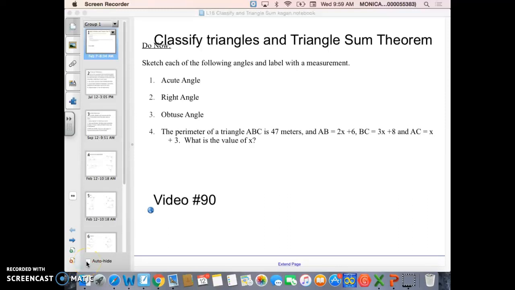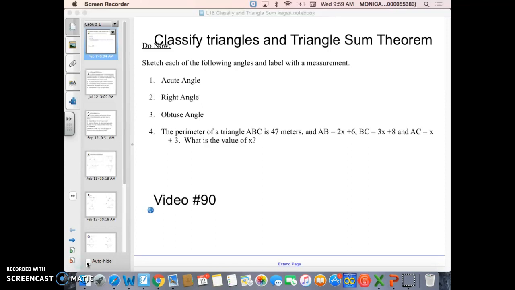All right, so for your do now today, we're going back to triangles, and this is our new unit, Module 3. The first thing you'd like to do is go ahead and sketch an acute angle, a right angle, and an obtuse angle. And then if you know the perimeter of a triangle, see if you can figure out what the value of x is. This is not in your packet.